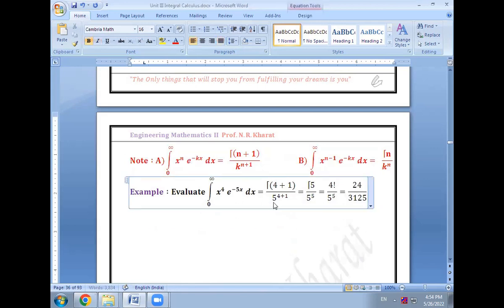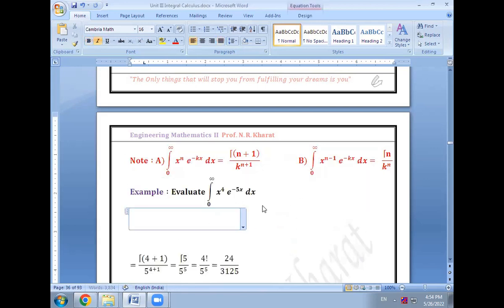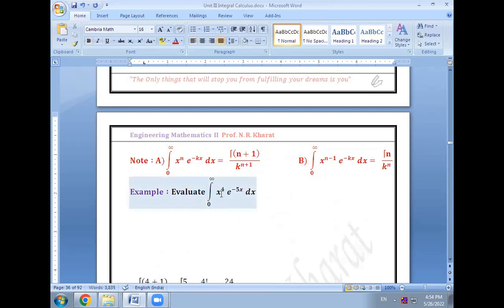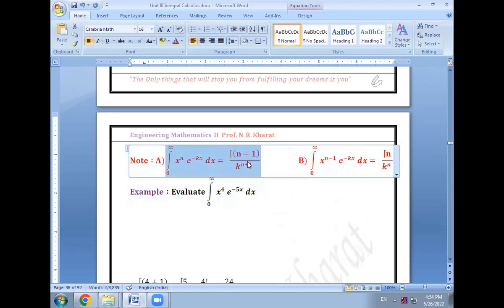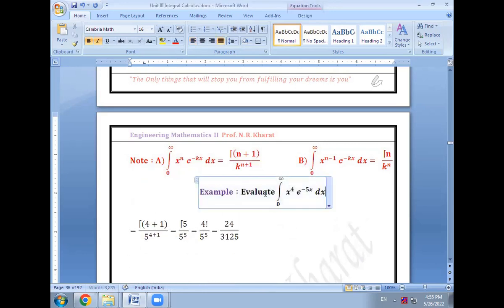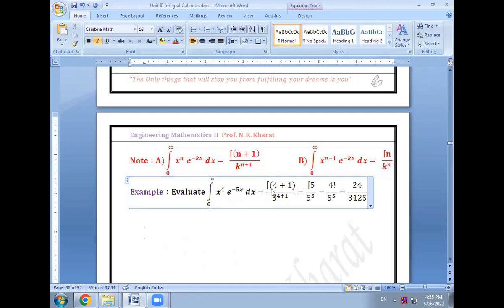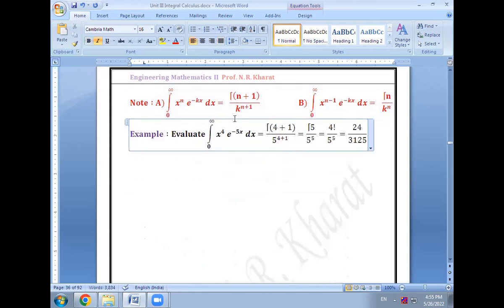When we see the example here, evaluate integration 0 to infinity x raised to 4 e raised to minus 5x dx. When we compare this integral with the gamma function, the value of n is equal to 4 and the value of k is equal to 5. So when we replace the value of n equal to 4 and value of k equal to 5, we get gamma of 4 plus 1 upon 5 raised to 4 plus 1.